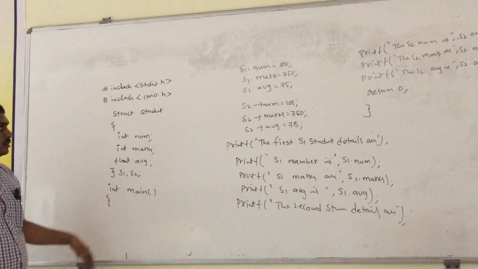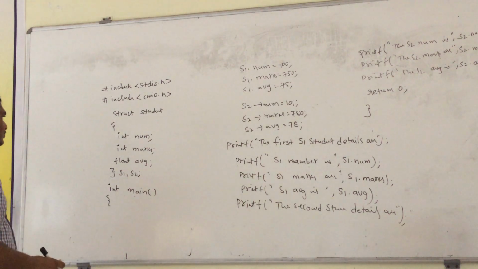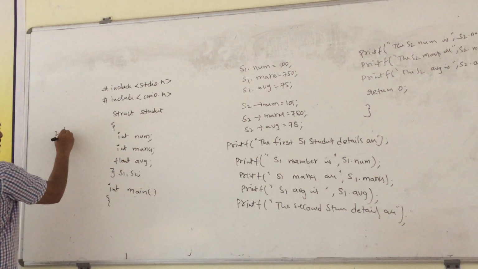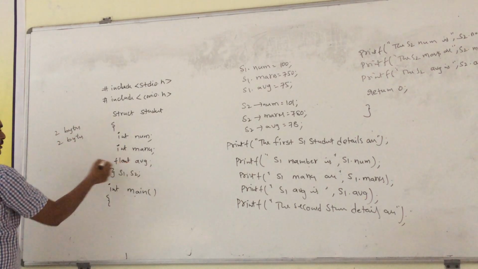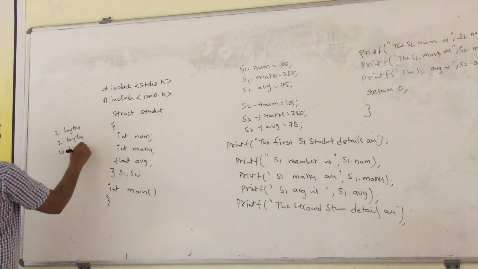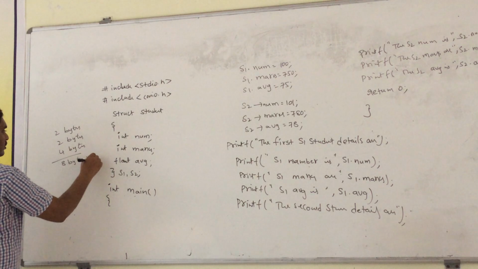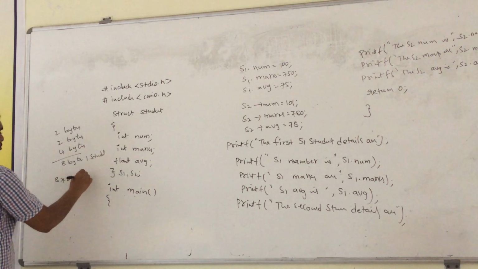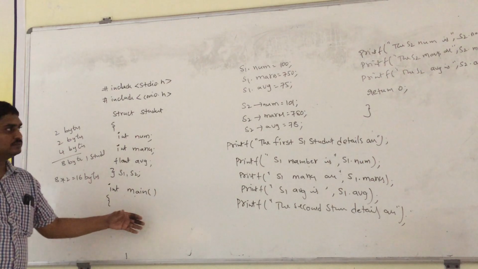Okay, this is the structure. For this structure, the total memory is: the integer occupies 2 bytes, the marks occupy 2 bytes, and the average 4 bytes, total 8 bytes for one student. Here I am taking 2 students, 8 into 2 equals 16 bytes of memory. Okay, this is the structure.